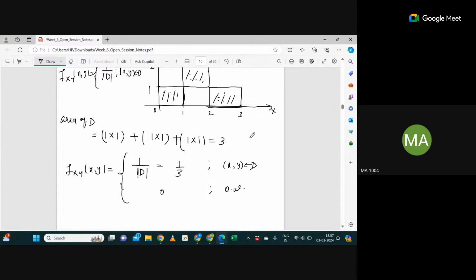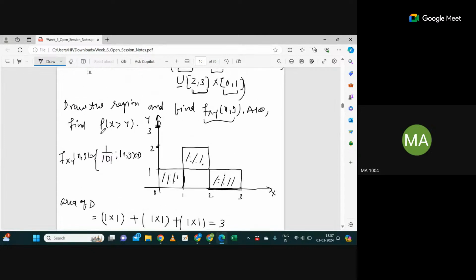Now, what is next? We have to calculate the probability that x is greater than y, and we have seen that to calculate this, first we will draw the line x equal to y, right? So if you draw x equal to y, it will be something like this. Make sure it's a straight line. I'm not able to draw properly, but just treat this as x equal to y.